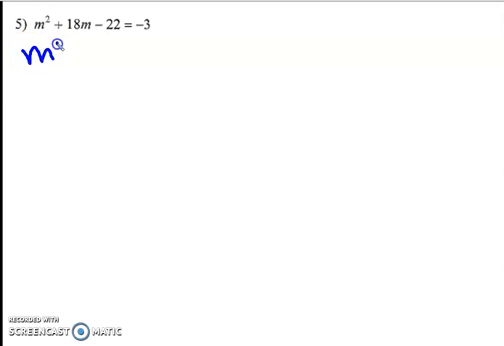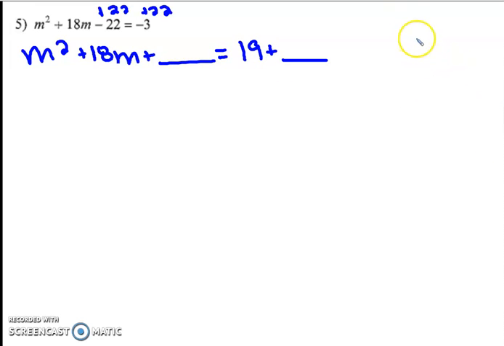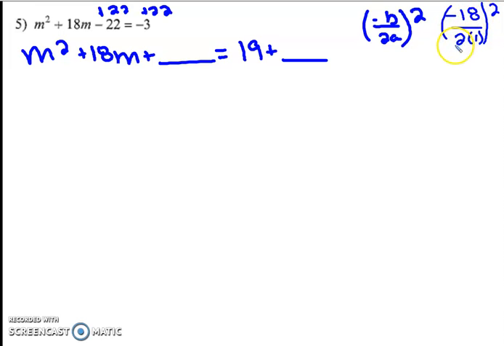So m squared plus 18m plus blank equals, well, we're going to add that 22, 19 plus blank. Negative b over 2a squared is negative 18 over 2 times 1 squared. So negative 9 squared, 81.